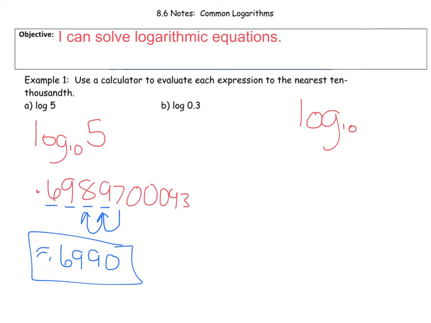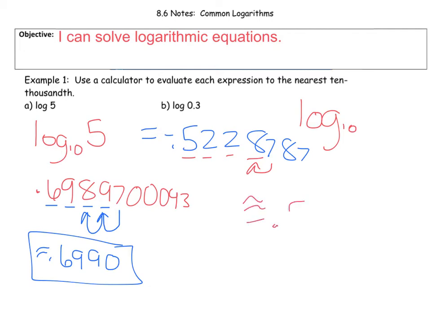On B, it's the same type of thing. We're literally going to type this into our calculator. So we're going to put log, and then we're going to put 0.3. That's going to give us a decimal, which in this case is negative 0.5228787. And remember, we want to round here. So 1, 2, 3, 4. The 7 tells the 8 to bump up. So our final answer is going to be negative 0.5229.